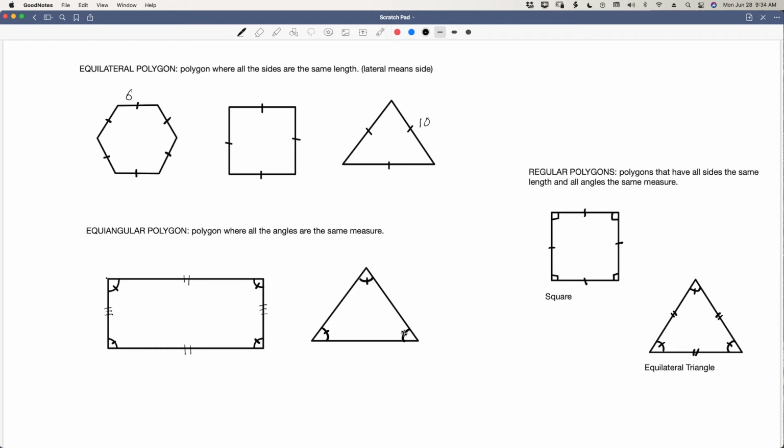Now, what if both the sides and the angles are the same? We would call that a regular polygon. And a good example of a regular polygon is a square.